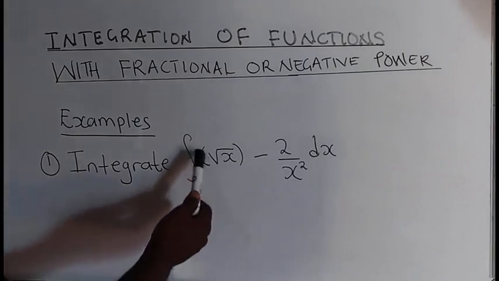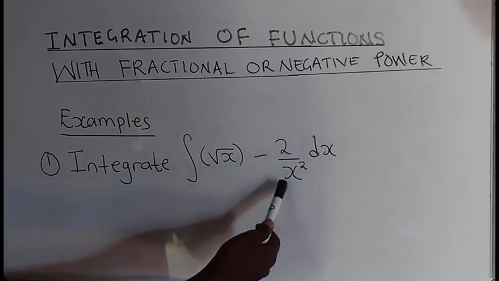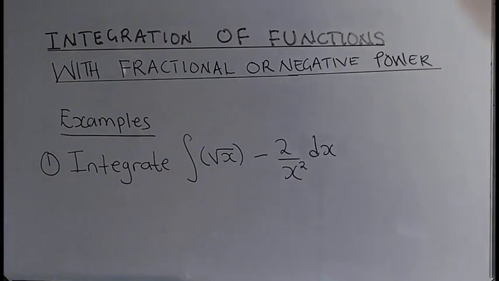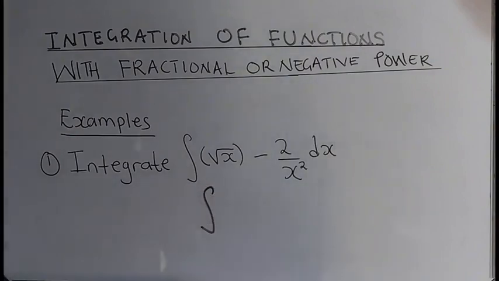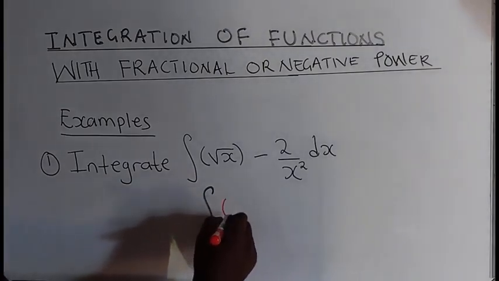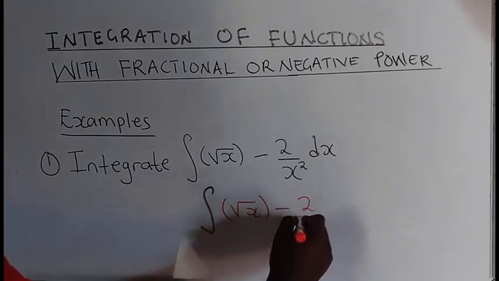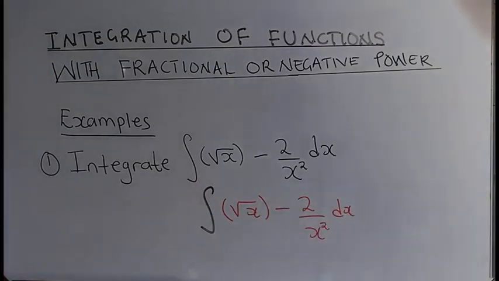Integrate. So we have the integral of this function right here, the root of x minus 2 over x squared dx. So we have to integrate this function with respect to x. So step 1, we are going to rewrite the function the way it is. Okay, so we are going to write it like this. The integral of root of x minus 2 over x squared dx. So that is our step 1.